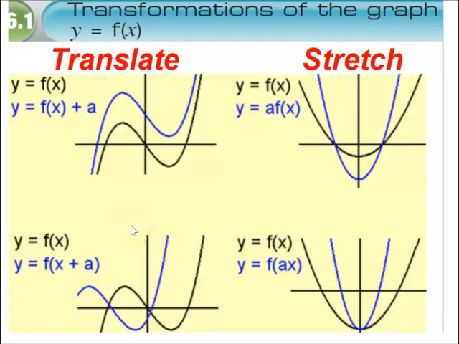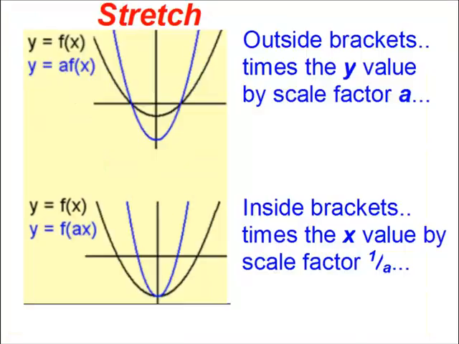So this is our summary again. We have our translations on the left and our stretches on the right. Now we're going to focus on the stretching. If we have y equals f of x and our new graph is y equals a f of x, the a is multiplied by the function. Notice that the a is outside the brackets, not inside with the x. What we do is multiply the y value by a scale factor of a. So if this is 3f of x, we multiply the y values by 3. If it's 2f of x, we multiply the y values by 2.